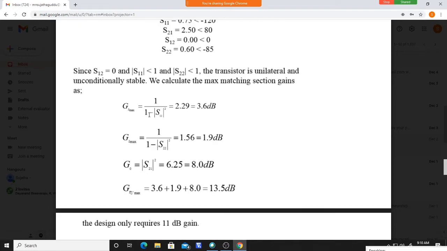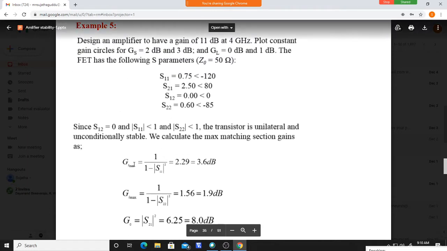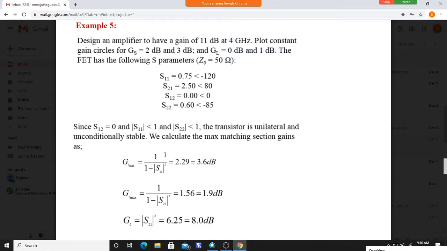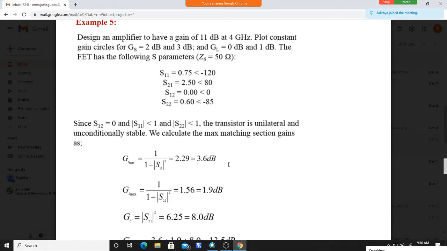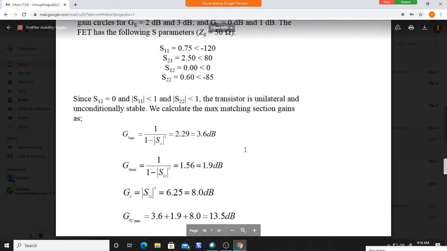You see here, this is GS. First, we should choose GS maximum. What is GS maximum? We calculate that it is 3.6 dB. This question I asked in the test also, but many of them gave a correct answer. Some of you did the wrong calculation of the GS value. That's why you should be careful about calculation.